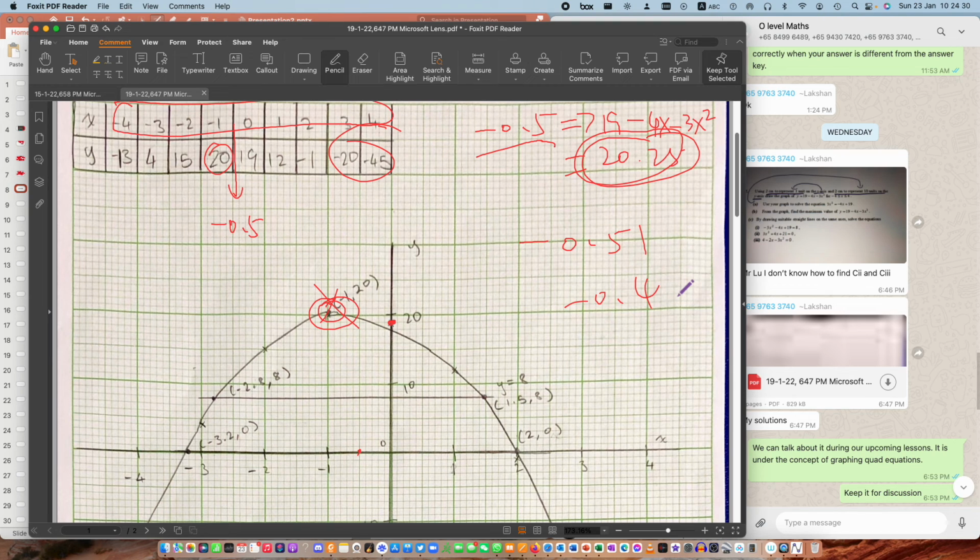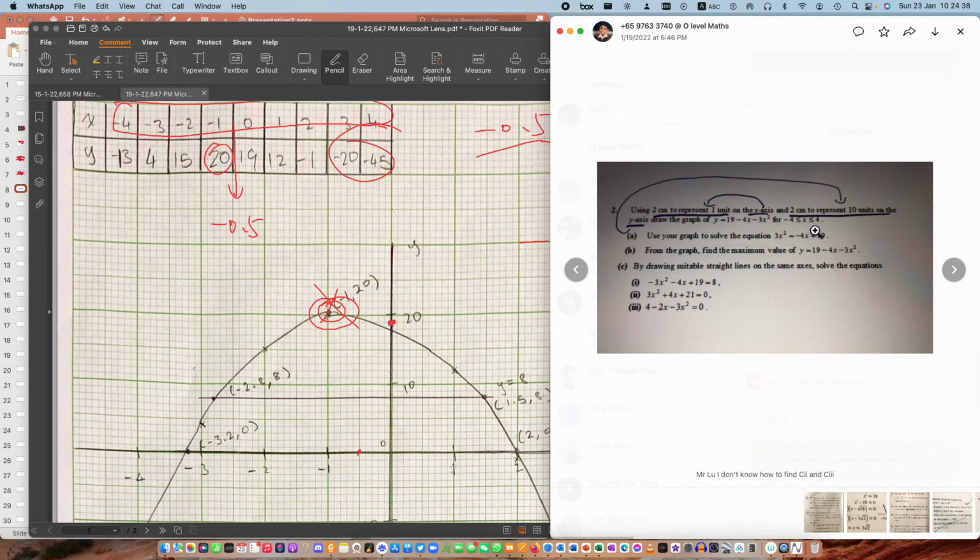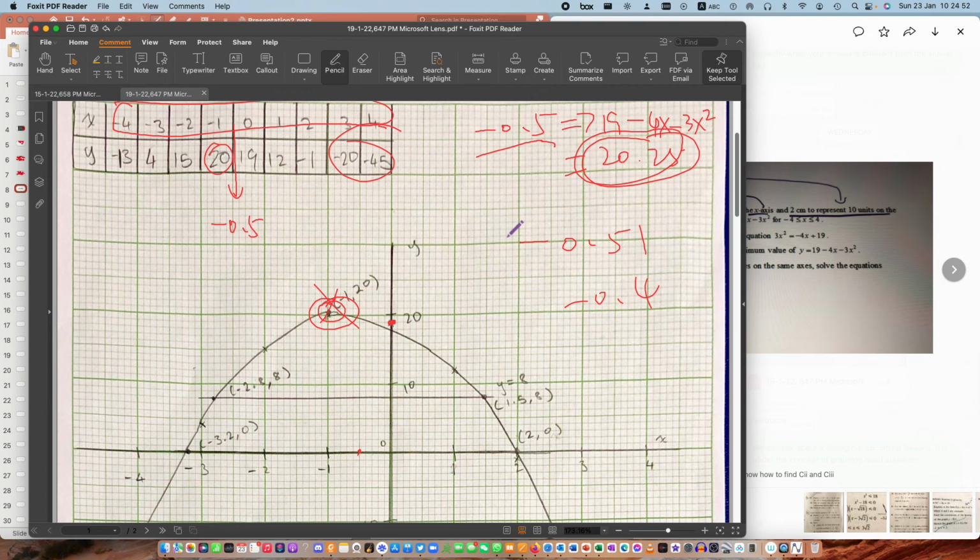You are doing A math, right? You can quickly get this maximum value. How do you get the maximum value? Completing the square, then you will get the maximum value. This is a quadratic equation, right? Do you know how to complete the square? Once I have completed the square, then you get your maximum point. No, you don't have to look at this. There's nothing to do with this.